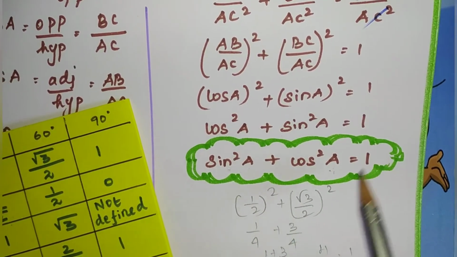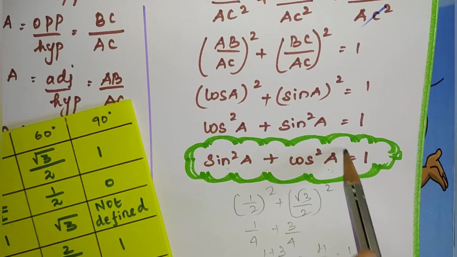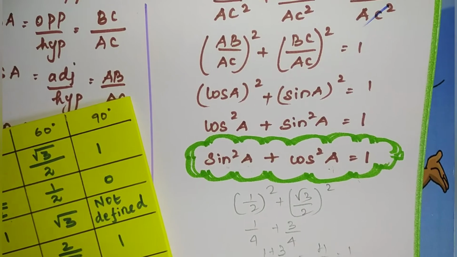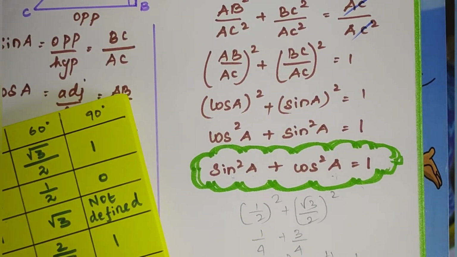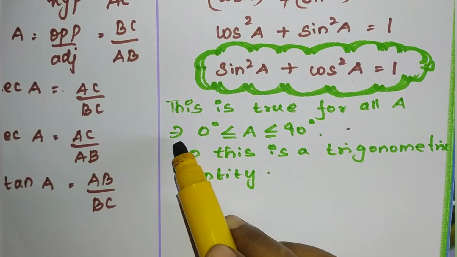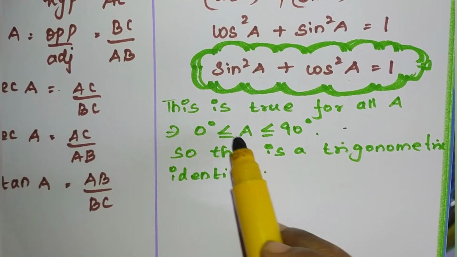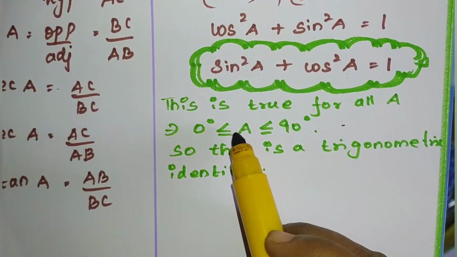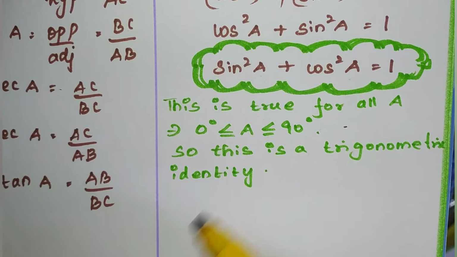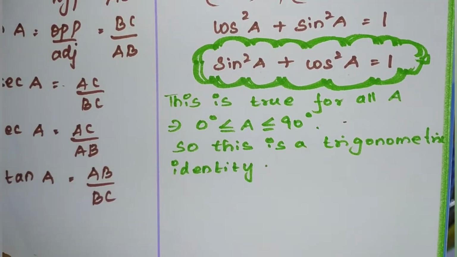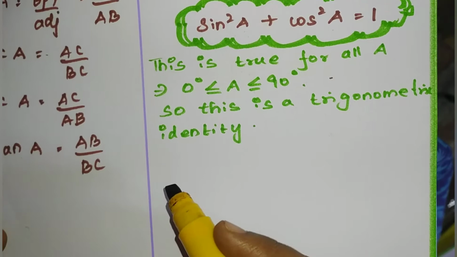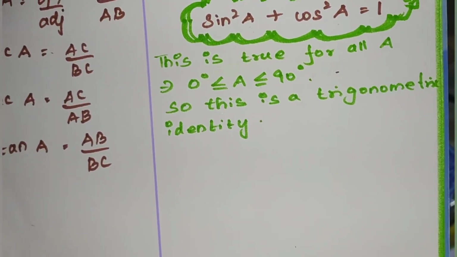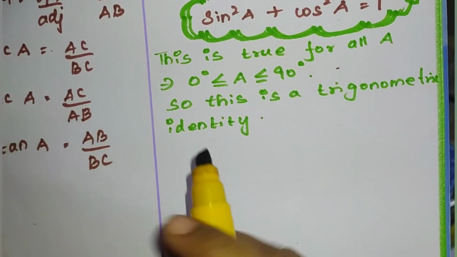Clear? First this is the equation. If it is true for all values of the angle, then this is a trigonometric identity. This is true for all A such that 0 degree is less than or equal to A, less than or equal to 90. That is, it starts from 0 degree, 30 degree, 45 degree, 60 degree and it includes 90 degree also. Now, to find the next trigonometric identity, I am going to divide the first equation by AB.